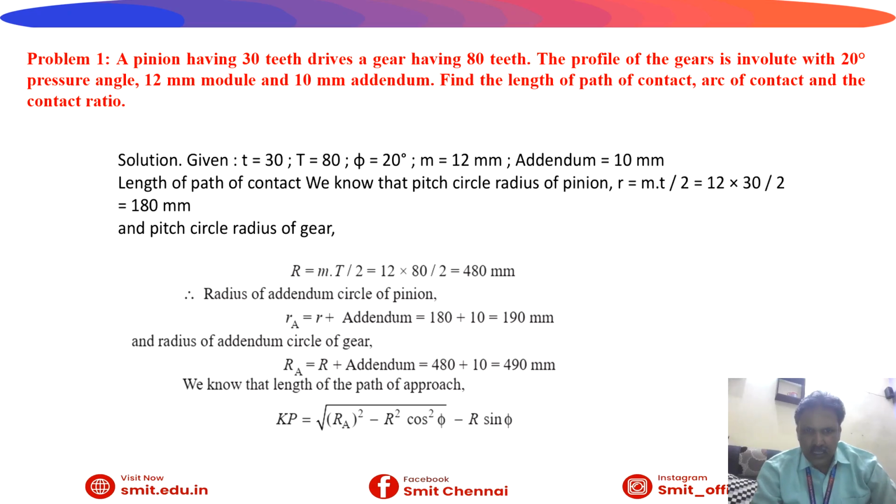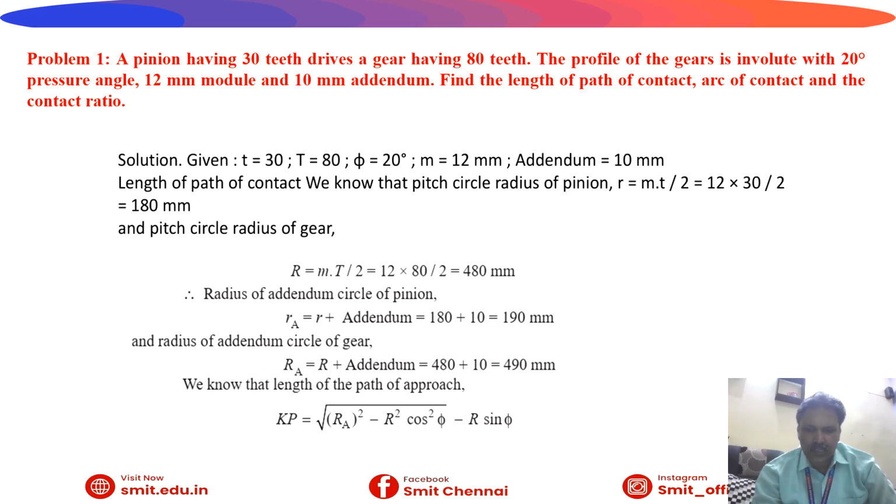By using the formula, we will get 180 mm, that is the pitch circle radius of the pinion. Then the radius of the addendum circle of the pinion, RA equal to R plus addendum, that is 180 plus 10, that is 190 mm. Radius of addendum circle of the gear, RA equal to R plus addendum, that is 480 plus 10, that is 490. Length of path of approach, that is Kp equal to root of RA square minus R square cos square phi, minus R sin phi.